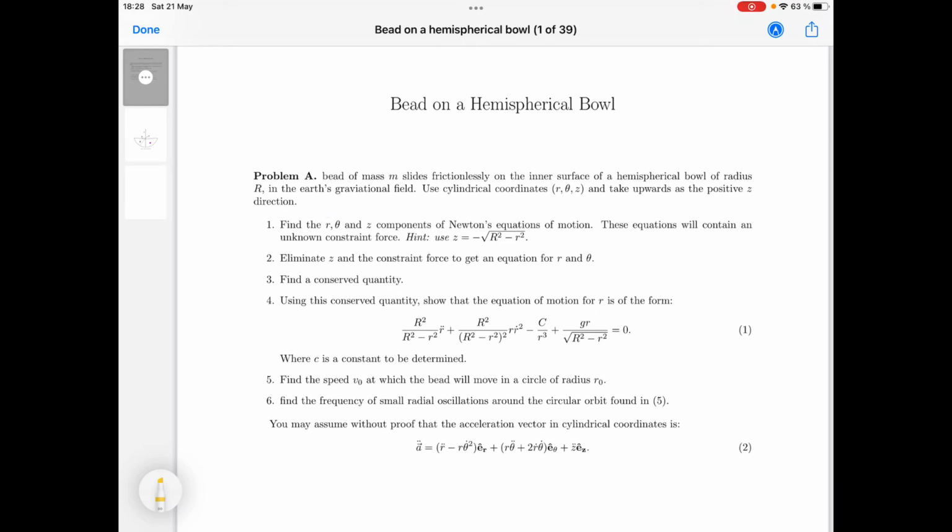So in this video we're going to look at the following problem. A bead of mass m slides frictionlessly on the inner surface of a hemispherical bowl of radius R in the Earth's gravitational field. Use cylindrical coordinates r, theta and z and take upwards as the positive z direction.